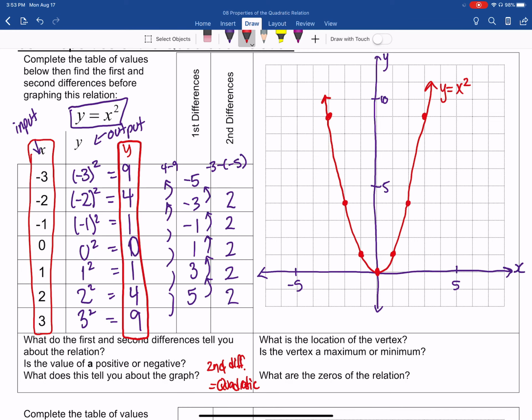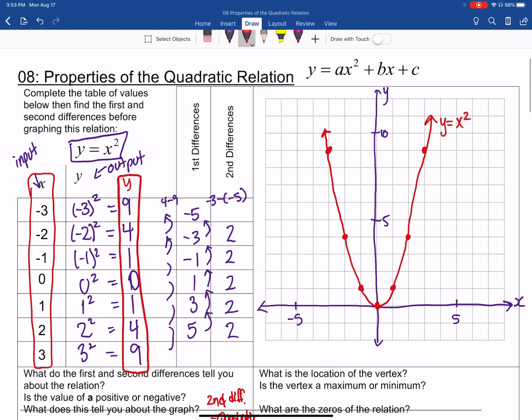Is the value of A positive or negative? So we're going to get into that a little bit more next class, but the A value here, whatever that value is, if A is positive, your parabola is happy, so it opens up like that. If the number A that's in front of it is negative, then it's sad. So it's a sad face. Okay, so it's going to open down. So A is positive. Okay.